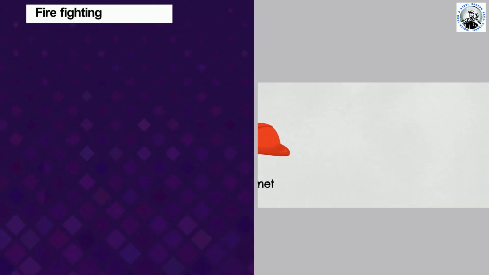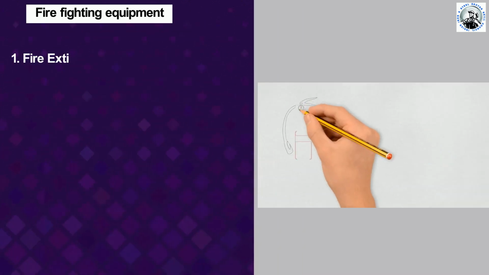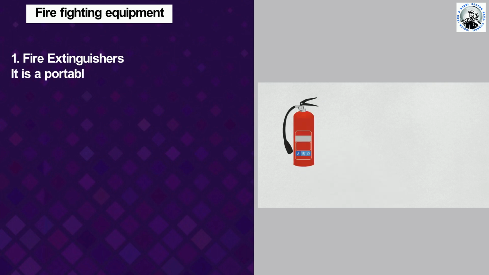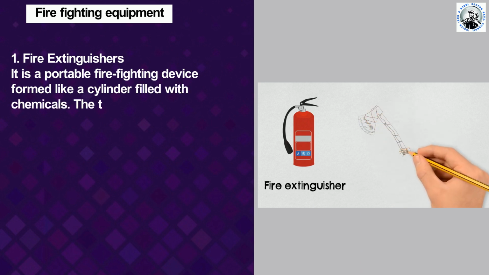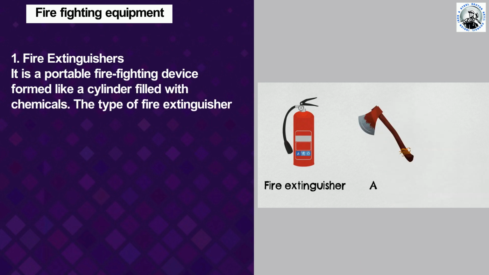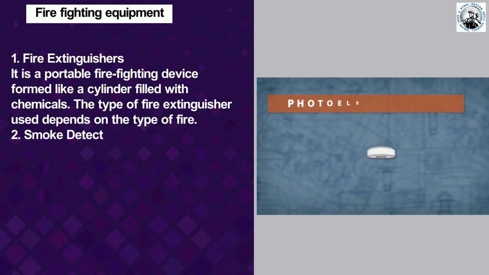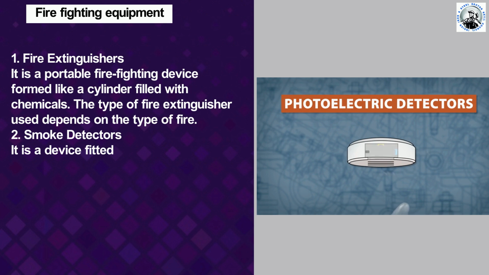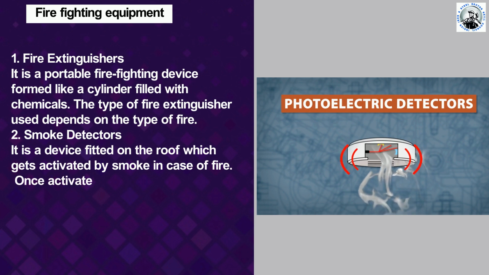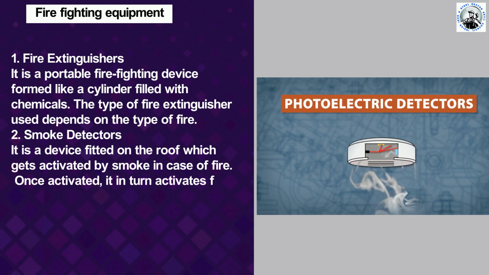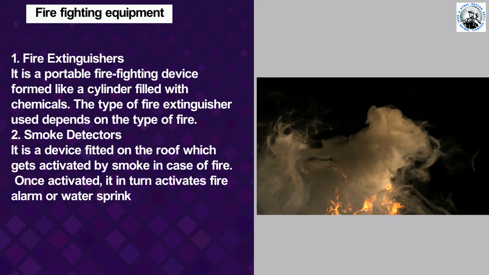Firefighting equipment. Fire extinguishers. It is a portable firefighting device formed like a cylinder filled with chemicals. The type of fire extinguisher used depends on the type of fire. Smoke detectors. It is a device fitted on the roof which gets activated by smoke in case of fire. Once activated, it in turn activates fire alarm or water sprinklers.